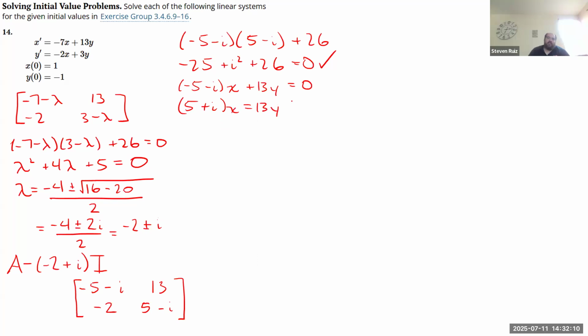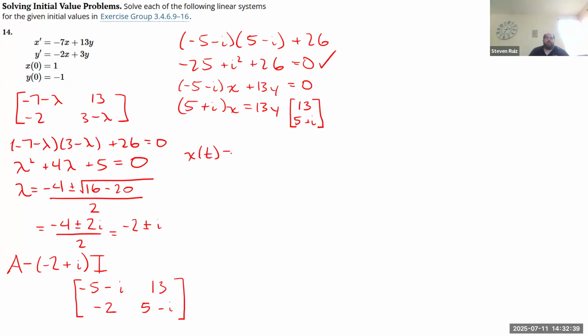I'm going to go ahead and stop there. An eigenvector I can make is basically if I switch the coefficients. If I multiply 13 times 5 plus i and multiply 5 plus i times 13, those will be equal. So I'll make x 13 and y 5 plus i. So now that I have this eigenvector, what should we do with it? Let's build out the solution.